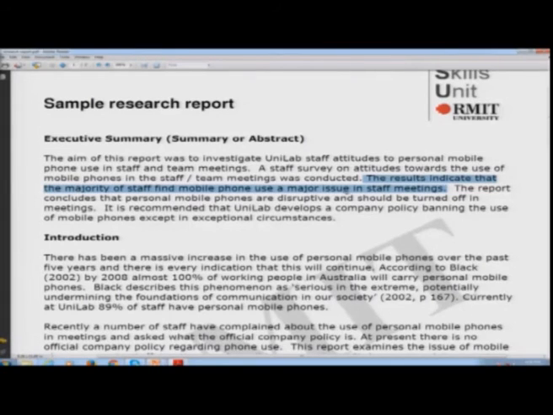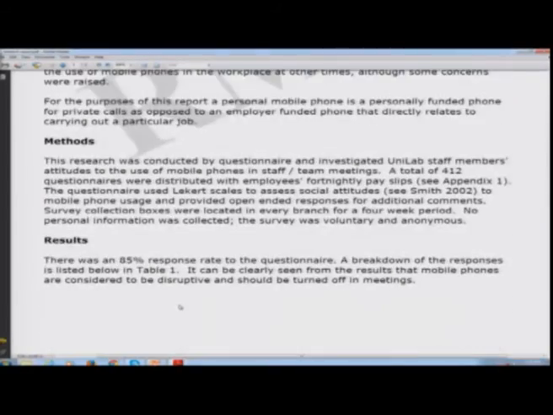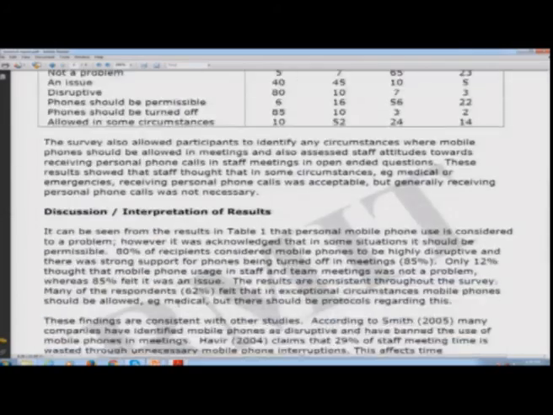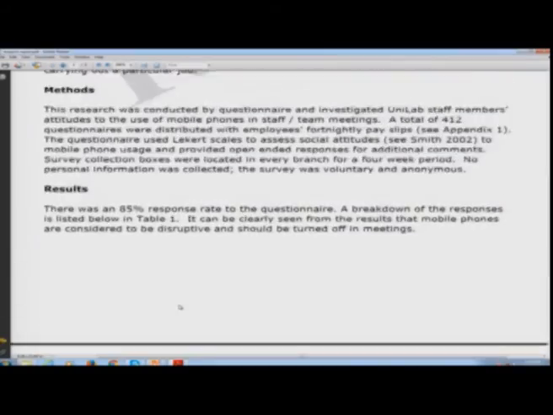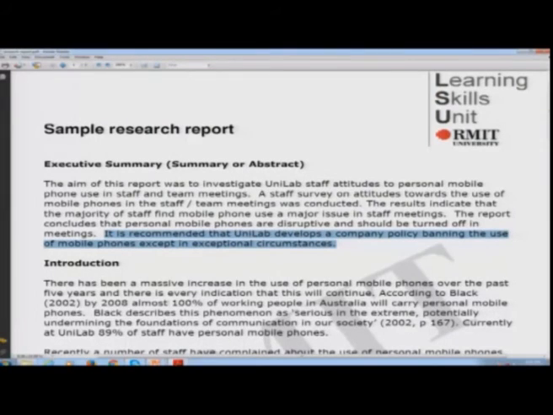So, why is it a major issue? They are disruptive, and there is a strong recommendation here that the company develop a policy banning the use of this. So, we saw that there are sections like introduction, methodology, results, discussion, recommendation. So, your executive summary or abstract represents each of those sections.